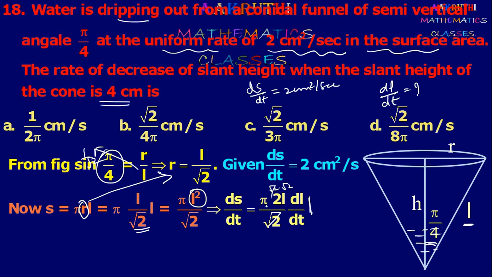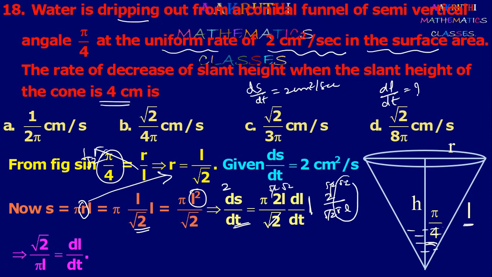So therefore we get pi into root 2L into dl by dt. When we simplify this, we have to find dl by dt, and ds by dt is 2. So when we substitute this, 2 divided by root 2 pi L. And again 2 can be written as root 2 into root 2, so one root 2 gets cancelled. So we get dl by dt equal to root 2 divided by pi L.